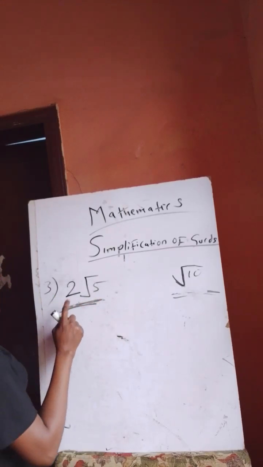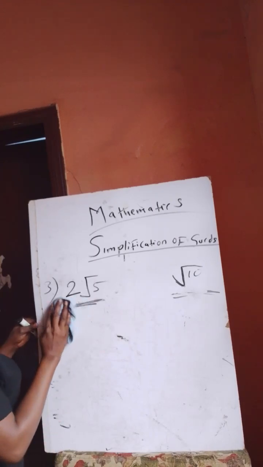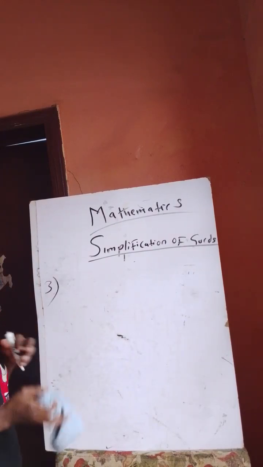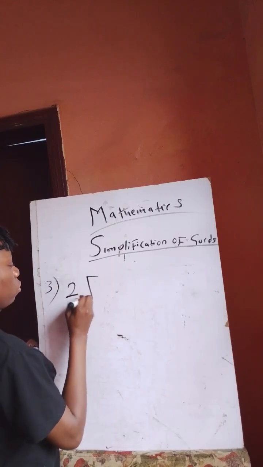So now this is what they give us. Let's dive in on how to solve it. I hope you're understanding me. So we have something like this, 2 root 5.